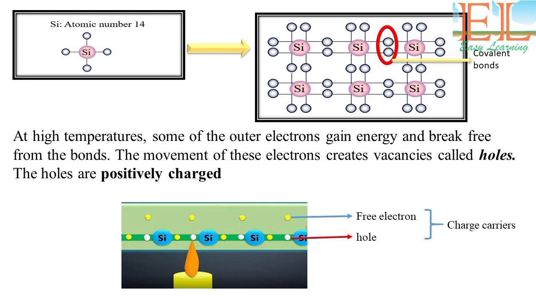Now, in the picture, we see when heat was applied to the pure semiconductor, the electrons gain some energy and are now out of the bonds, creating a hole. The free electron and hole pair are what conducts electric current in a pure semiconductor. This electron-hole pair is referred to as charge carriers. Now let's see a video that summarizes what we have said so far.